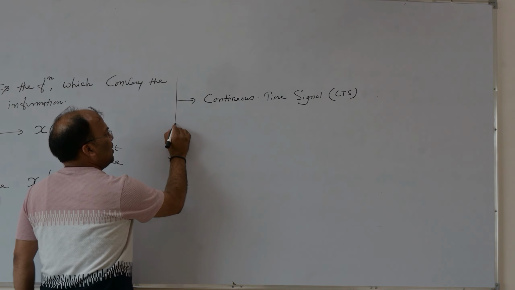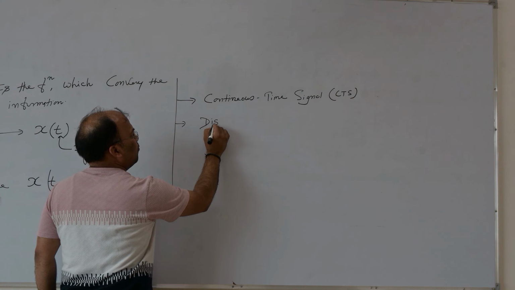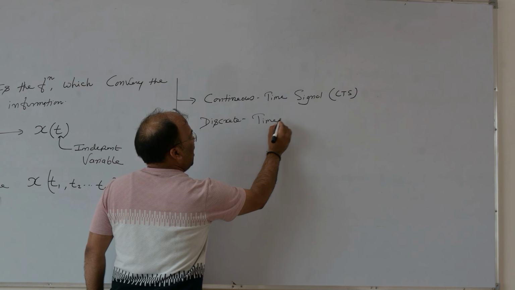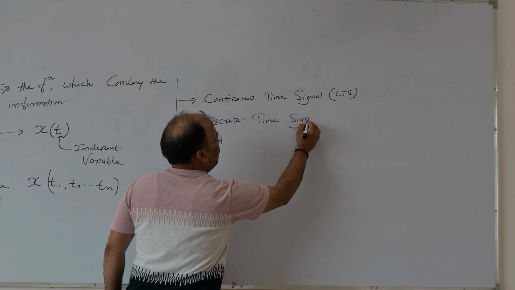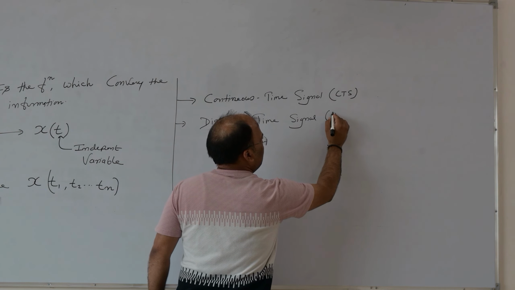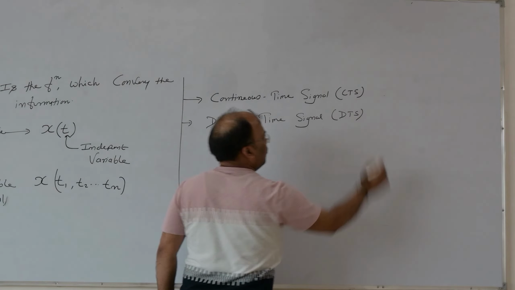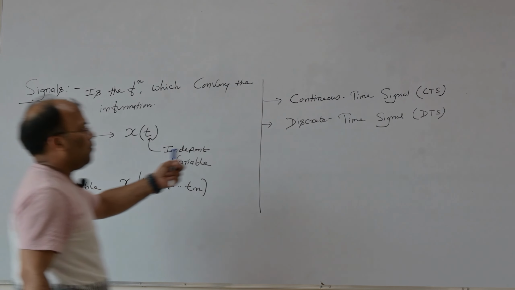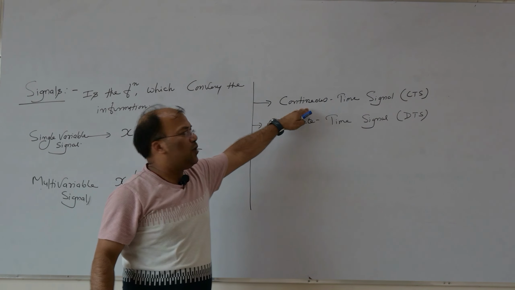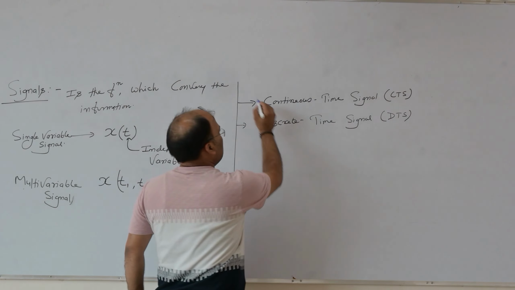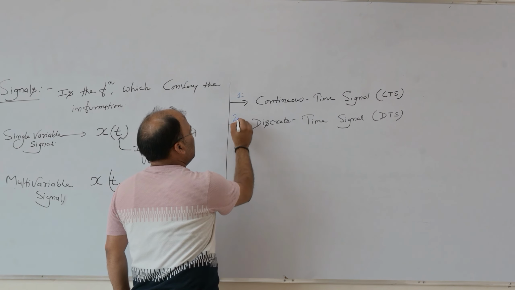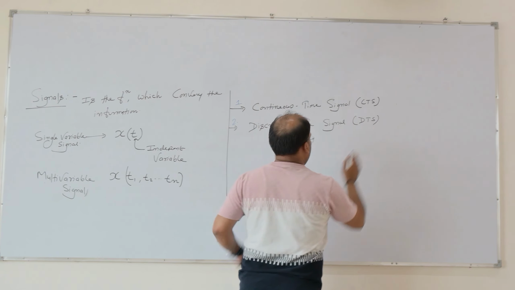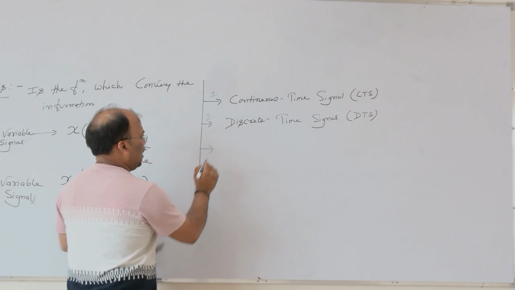CTS, and another is the discrete time signal. So we can categorize a signal into two categories. One, we can say a continuous time signal, and another is called a discrete time signal. What is continuous time signal and what is discrete time signal, that we will talk about here.